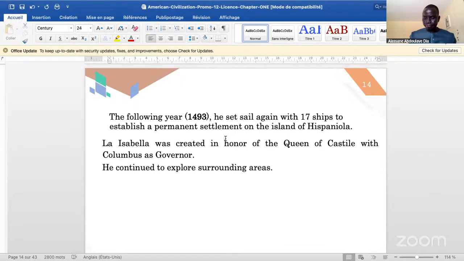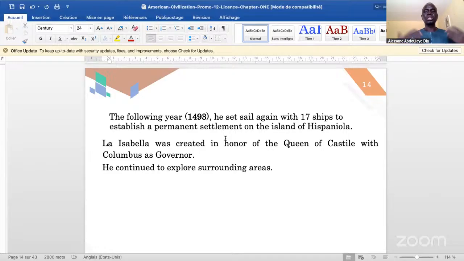All right. So the following year, I repeat, in 1493, 1 year after. All right? So Columbus sailed again. It means he returned again with 17 ships to establish a permanent settlement on the island of Hispaniola. Now he returned for colonization, for settlement now.